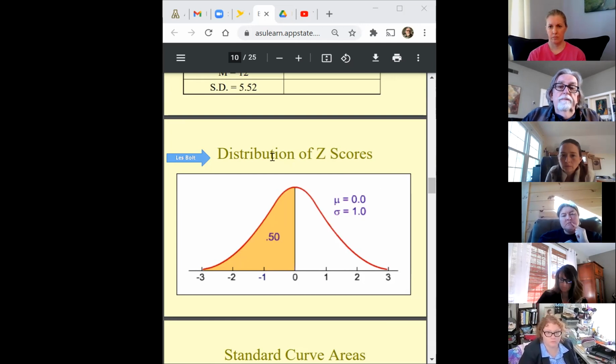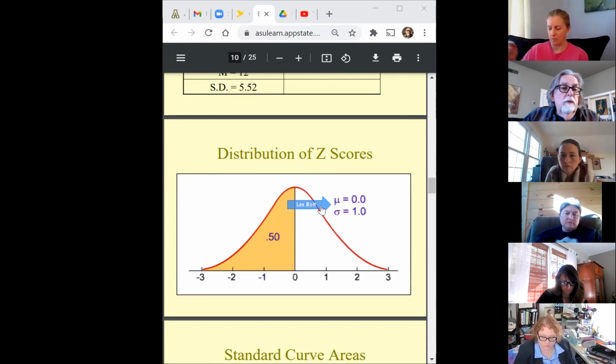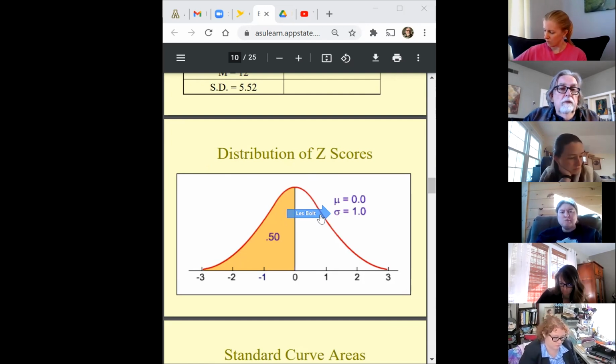Now, the nomenclature you'll always see for a population mean is this little mu. And you'll also see this small sigma for standard deviation. And so they'll always refer to population mean and standard deviation.